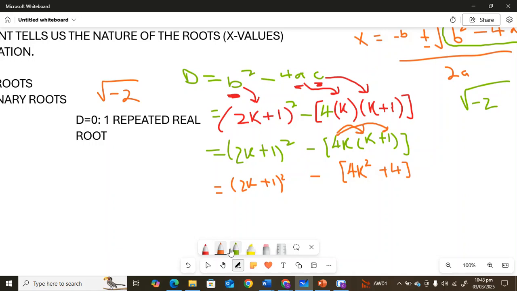Next, distribute this negative sign. Colleagues, always remember in mathematics, if you have a negative and an expression with more than one term, distribute the negative sign. Okay? Don't just leave this as 4k squared plus 4. No. So this negative, it's like there's a negative 1 here. Negative times 4k squared, negative 4k squared.